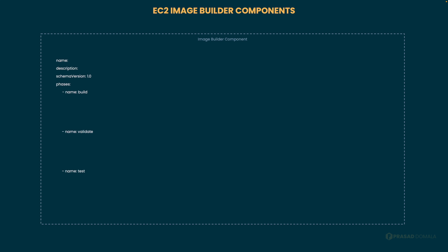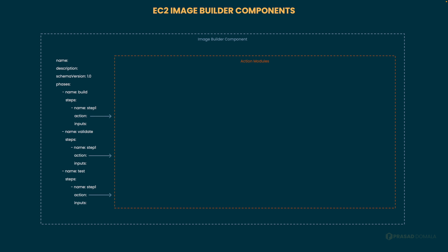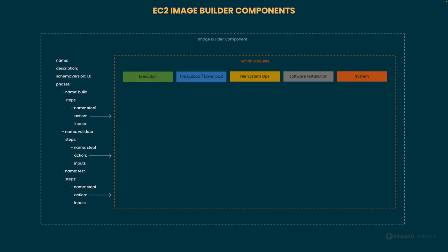And each phase will have a corresponding name, which should be one of build, validate, and test. And as you can expect, each phase can have multiple steps. Each step is nothing but an action that needs to be performed and any input parameters that action expects. And these actions are predefined by AWS, and they call them as action modules, which can be divided into 5 categories: execution, file upload or download, file system operations, software installation, and finally system actions.